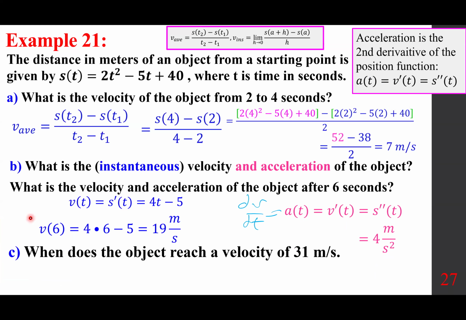When does the object reach a velocity of 31 meters per second? So replace this 4t minus 5, set it equal to 31. And move this, make it plus 5. 36 divided by 4 is 9 seconds. So very straightforward, everybody.